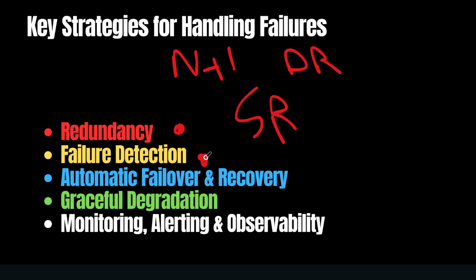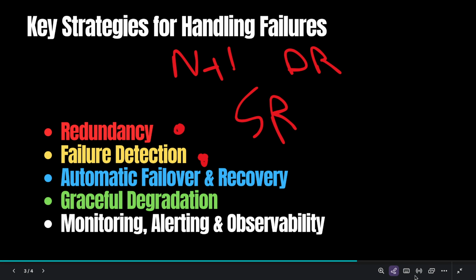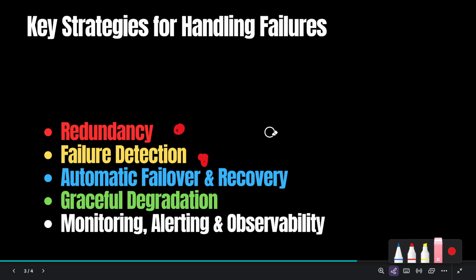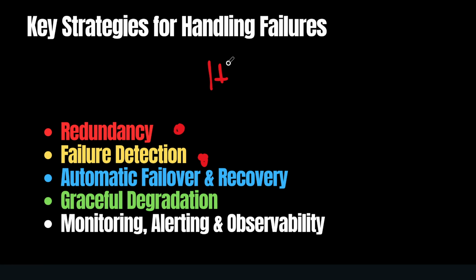Next, we have failure detection. You can't react to a failure if you don't know it happened. Systems need mechanisms to quickly identify unhealthy components. For the implementation of this one, the first thing we have is heartbeats. It's periodically sending small "I'm alive" messages from a component to a monitor. If the heartbeat stops, the component is declared unhealthy.